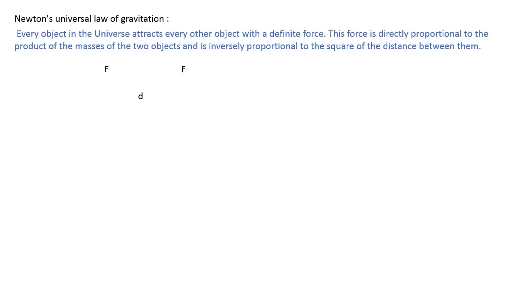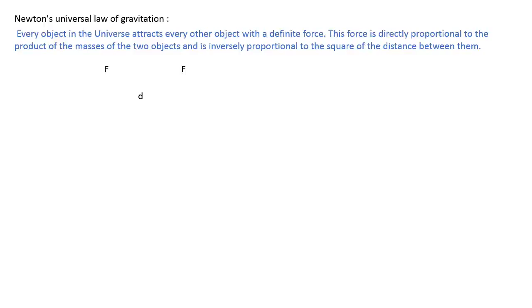That force is going to be directly proportional to the product of the masses of the two objects, whatever the two objects you take, and inversely proportional to the square of the distance between them. So now you know directly and inversely. Directly means if one quantity increases, the other is also going to increase, and inversely means if one quantity decreases, the other quantity increases.